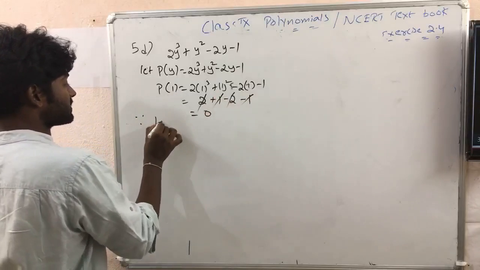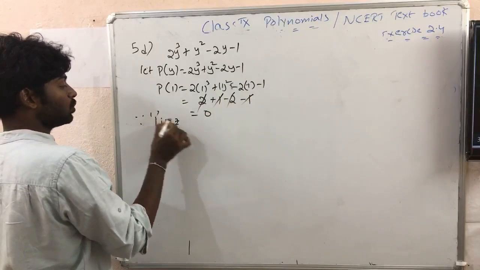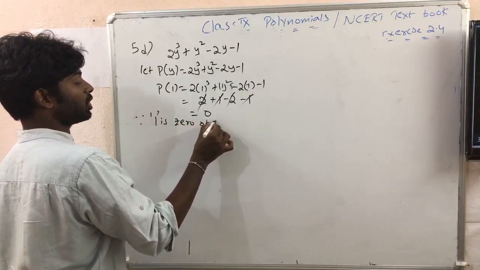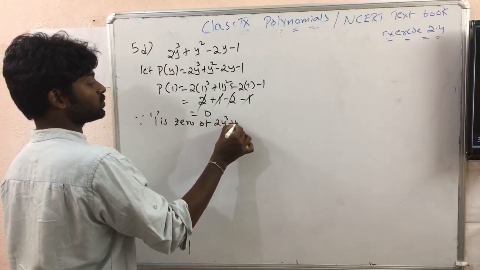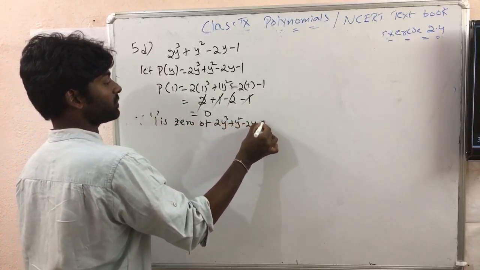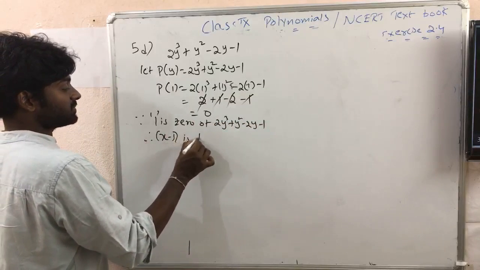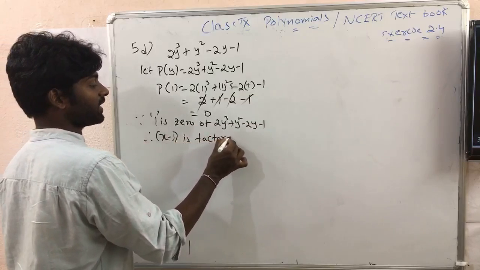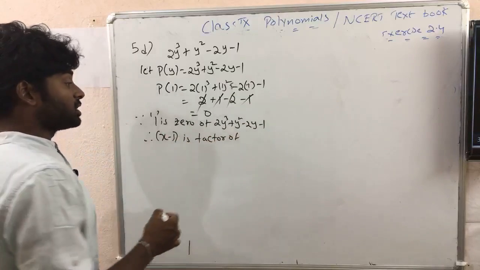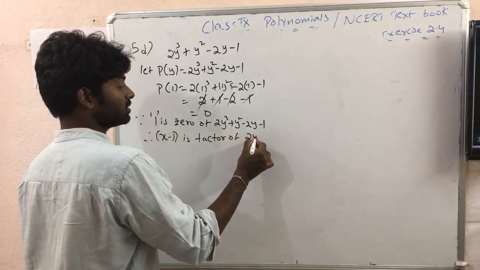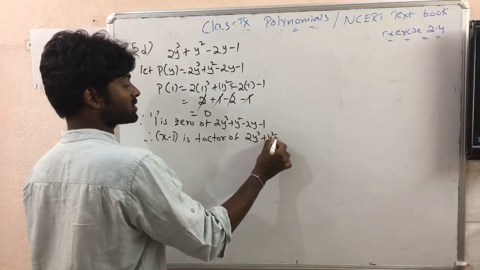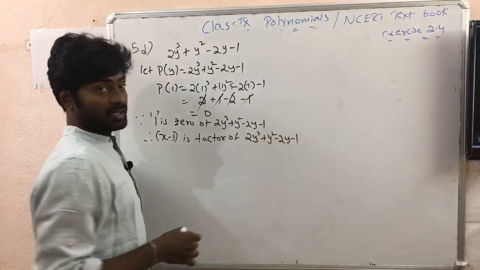Since 1 is a zero of the given polynomial 2y cube plus y square minus 2y minus 1, therefore y minus 1 is a factor of 2y cube plus y square minus 2y minus 1.